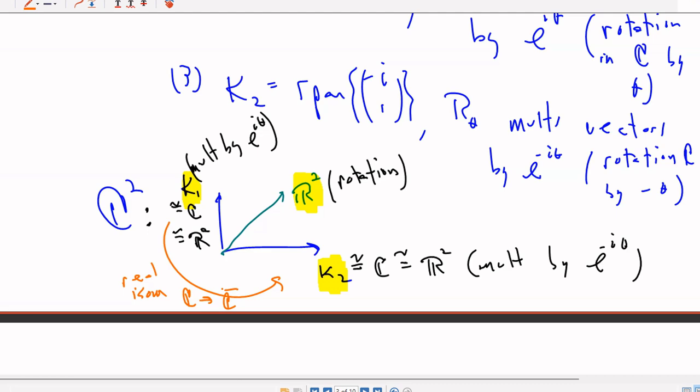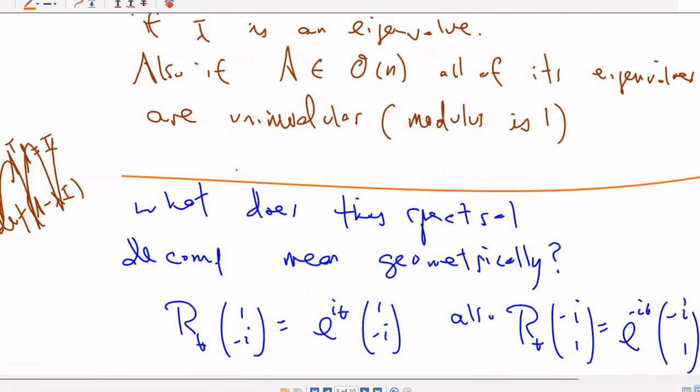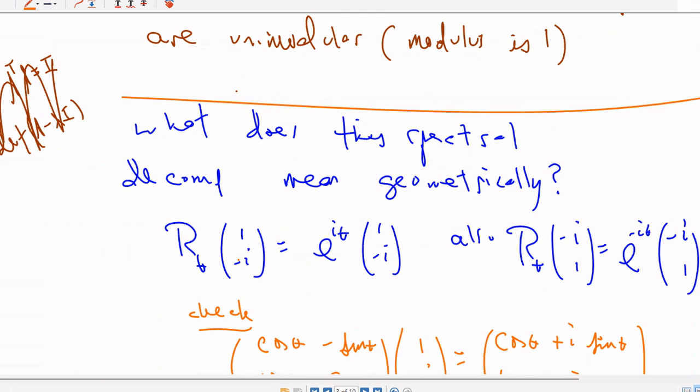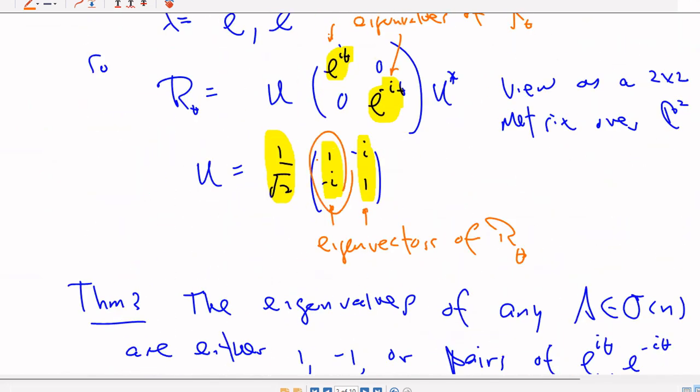What's happening here is that K1 and K2 are related just by conjugation. Is that true? If we conjugate the first column here, we get 1, i. And 1, i, if you multiply by negative i, you get negative i, 1. So yes, these are related by conjugation up to a scaling, up to a unimodular scaling. Going from here to here, you can think of it as a conjugation. So anyway, that's maybe a fun way of thinking.